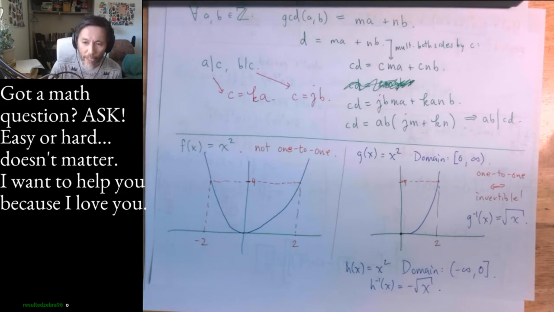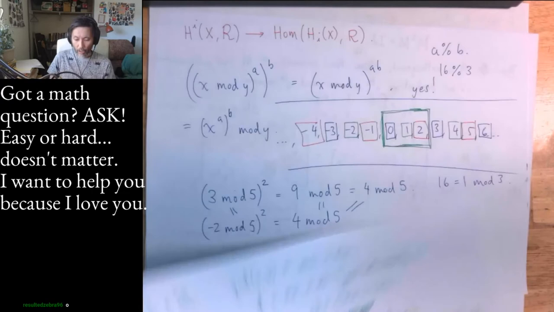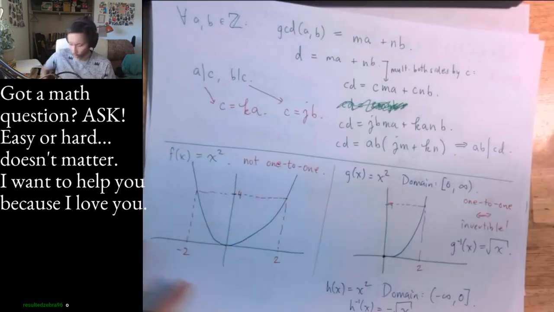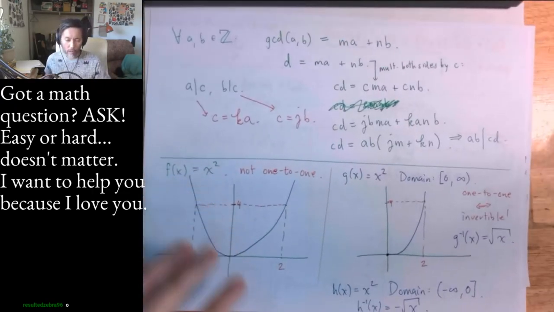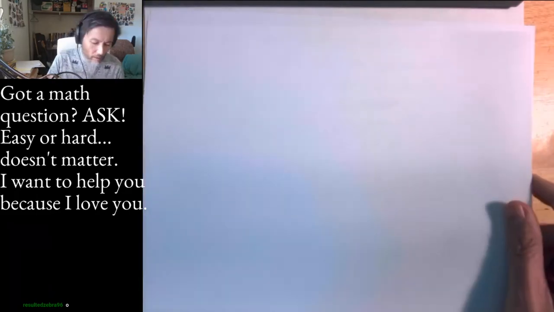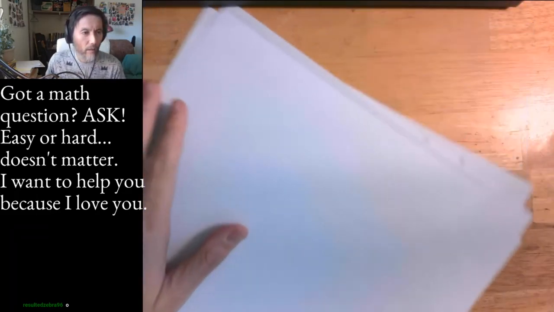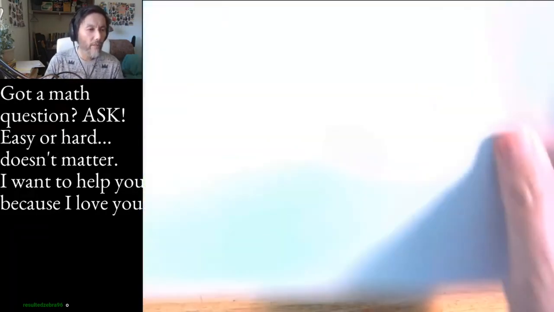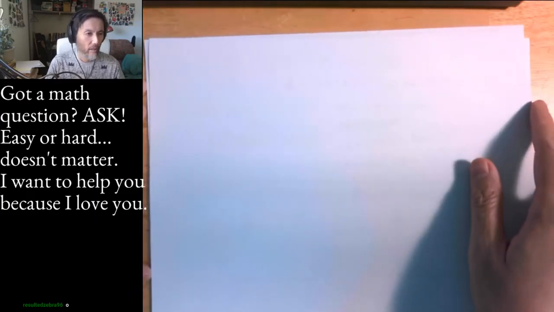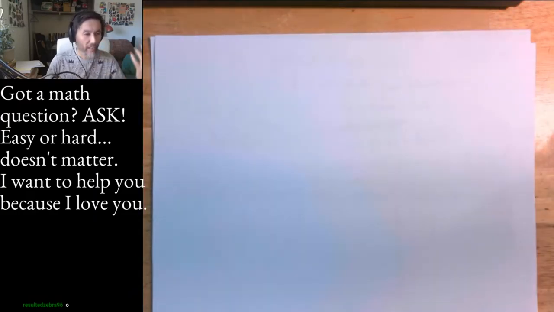Now, about x cubed. Cube root always has a specific value, but the function is not always one-to-one. Wrong. It is always one-to-one. There is always a unique value associated to x cubed. For every value, there's always a unique x which gives you that value.